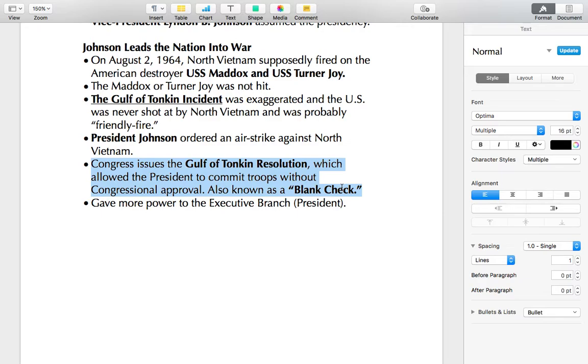Either way, 1964 is the beginning of major U.S. involvement in this area known as Vietnam, which will lead to the Vietnam War and U.S. involvement for the next 10 years.